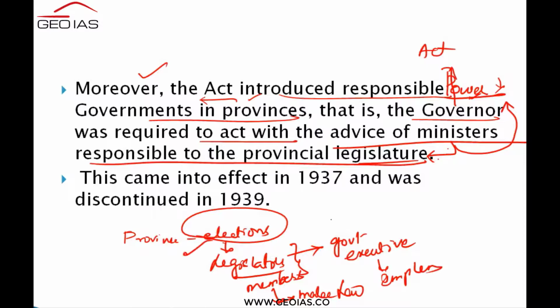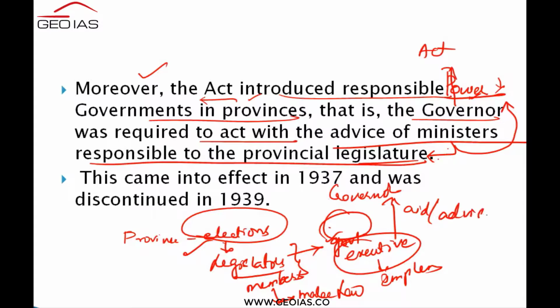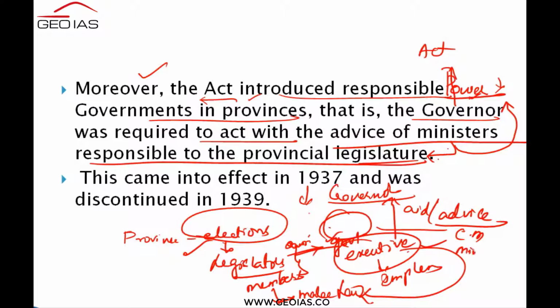And now also the same thing is happening. The head will be the governor, and this government or the executive should aid and advise the governor, and whatever advice is given by the executive should be followed by the governor. The governor's role is limited, and indirectly this executive is answerable to the legislature. So a legislature can ask questions to the executives, and this government will have the chief ministers and ministers. These ministers will aid and advise the governor. So the governor's role was limited here. This came into effect in 1937.